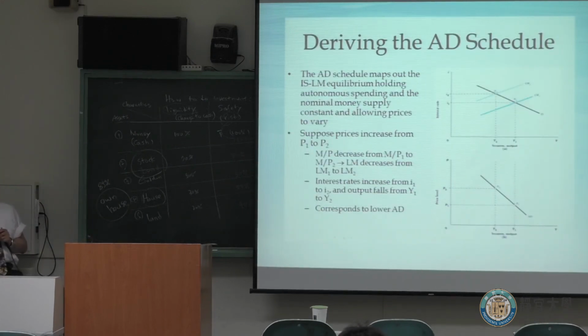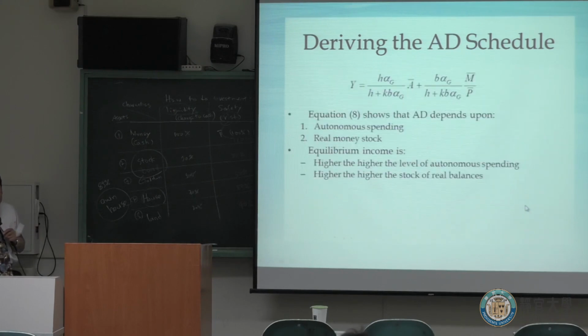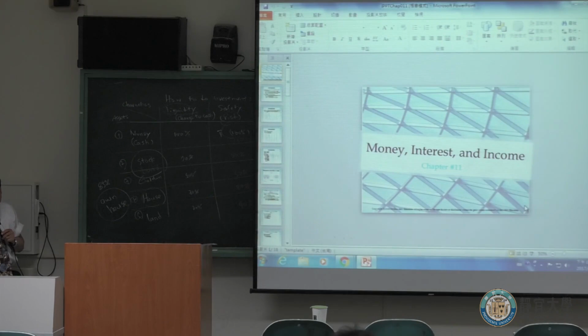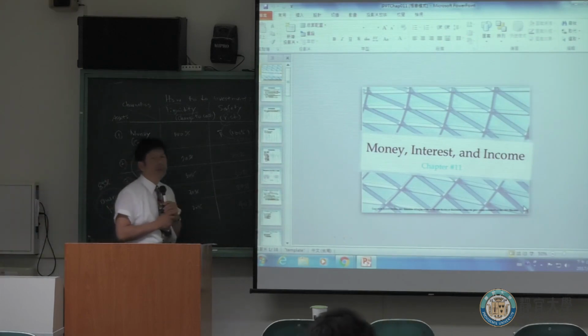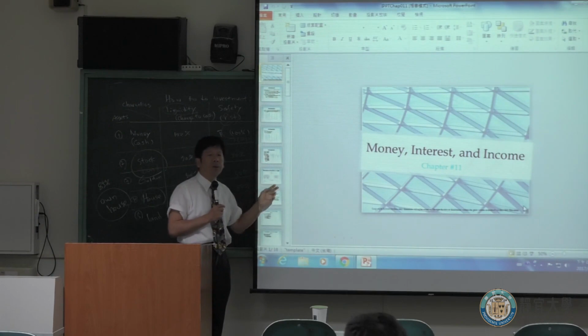After that, we can also derive the AD schedule. A schedule is a curve. So you can see that when the LM curve shifts, then we can find the AD curve. I hope you can go back and try to see this.